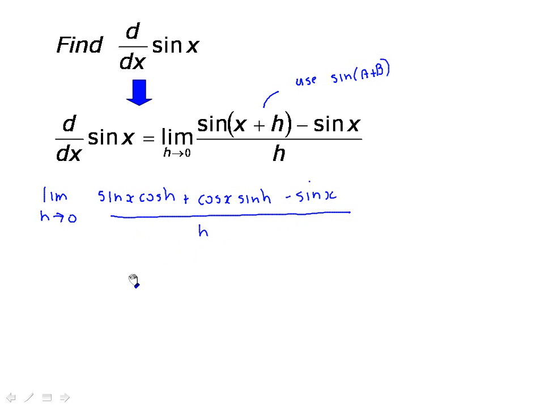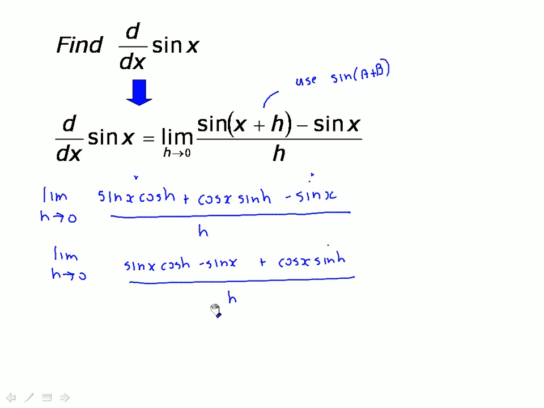Now on its own, this doesn't really do much for us. We don't see any sort of common factor that can be removed because there is none. But if we rewrite this, we get the limit as h approaches 0. Take this term and this term because they both have sine x in them: sine x cos h minus sine x, and then plus cos x sine h, all over top of h. Now if you take a look at these first two terms and go further by splitting up the fraction a little bit, you could write this as sine x cos h minus sine x all over top of h, and then plus cos x sine h over top of h.